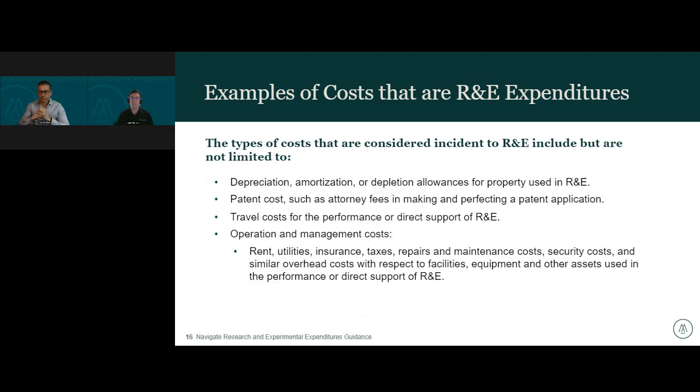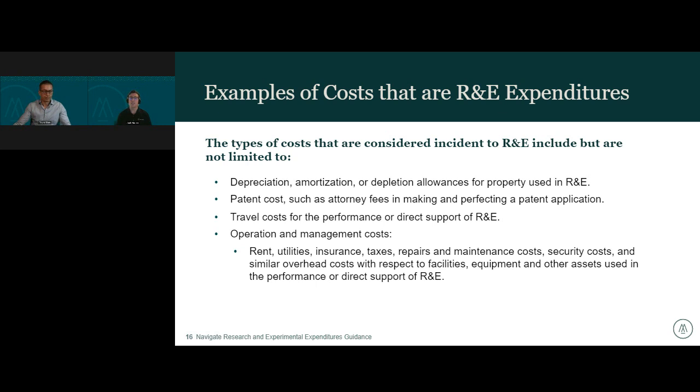All right, so some more examples here provided in the guidance. The next one being various cost recovery allowances. This would include depreciation, amortization, depletion allowances with respect to property that's used in the performance of R&E activities or the direct support of R&E. Importantly, this would include allowances in the tax year for property placed in service prior to the tax year. So you're looking at the allowance for that specific tax year and whether or not it might be included in 174.